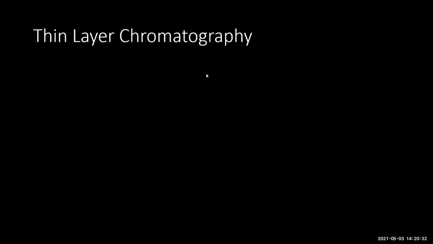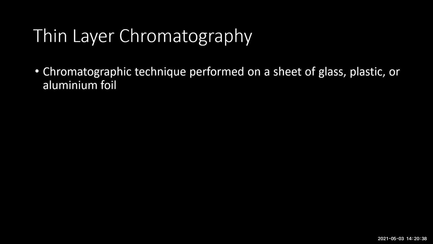Thin layer chromatography is the next part. Here, unlike paper chromatography, we have linear chromatography where it is performed on a sheet of glass or a sheet of plastic or an aluminum foil. So what do we see here? The support base is different compared to paper chromatography. In paper chromatography, the support was made up of paper. On top of that paper, some other molecules were sprayed. Here, the support is made up of a sheet of glass, plastic, or aluminum foil.